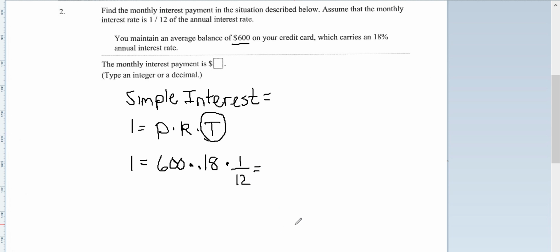Okay, and that's it. Using your TI 83 or 84 calculator, you can put the 1 divided by 12 in parentheses and multiply it by the 600 times the 0.18. However you do that, you should come up with the value of 9. The interest per month is $9. Okay, next problem.